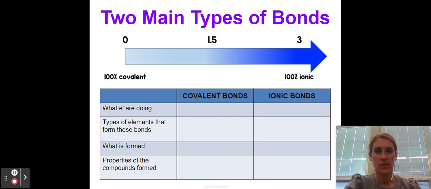All right. So here's our continuum or spectrum again. And we're going to look at some different properties of covalent and ionic compounds. So this table can be used to compare them. So you can write down in here as you fill in your other notes. You can go back and finish this up.